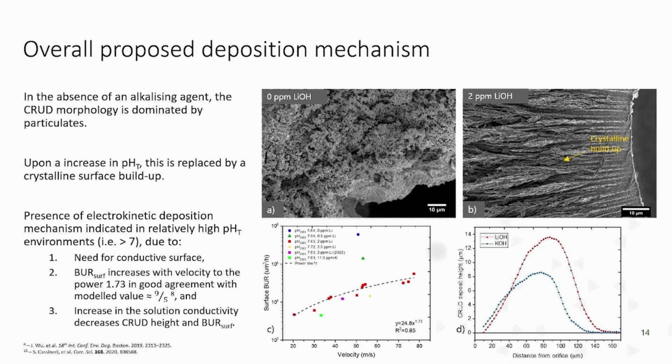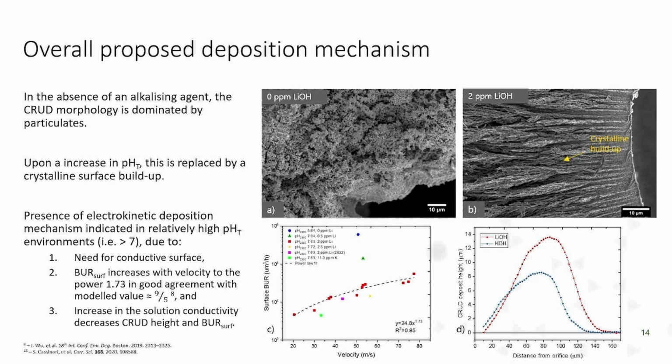So overall, what do we see? Well, in the absence of an alkalizing agent, so we're just in high purity water, we can see that the CRUD deposit and morphology is dominated by particulates. When we increase the pH, and particularly when we increase it above pH 7, we can see that this is left with a surface deposit.